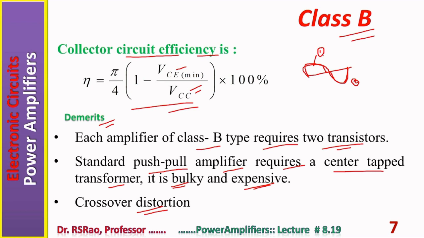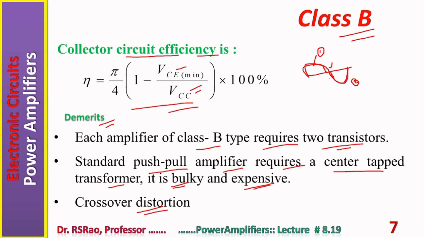When transistor 1 is conducting and providing amplification to the positive half cycle, transistor 2 remains in a non-conducting state and starts conducting only when the positive half cycle is over and the negative half cycle has just started. If this changeover happens without any time lag, then there will not be any distortion.